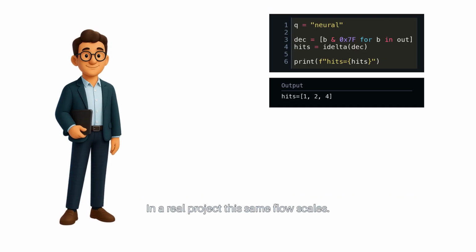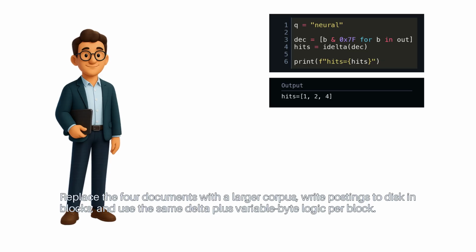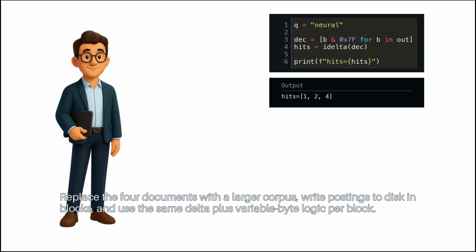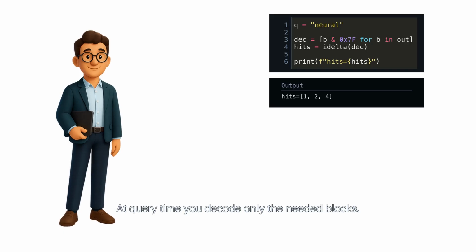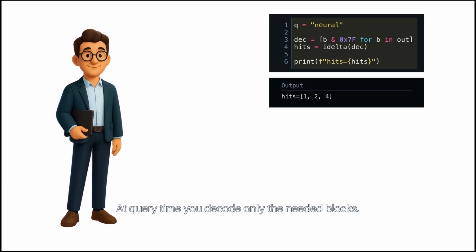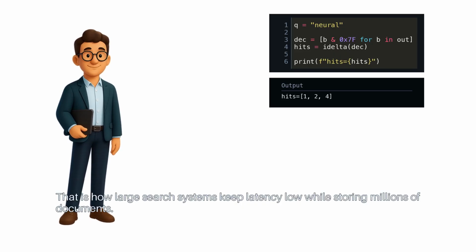In a real project, this same flow scales. Replace the 4 documents with a larger corpus, write postings to disk in blocks, and use the same delta plus variable-byte logic per block. At query time, you decode only the needed blocks. That is how large search systems keep latency low while storing millions of documents.